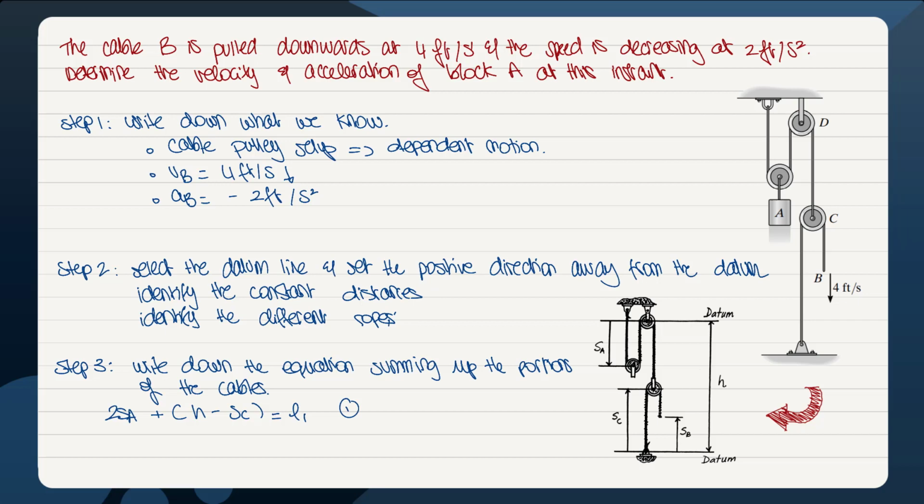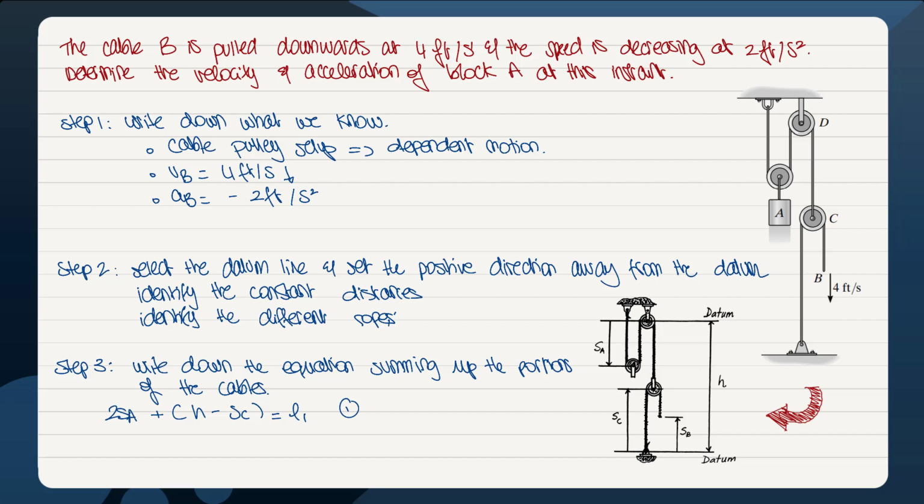So we can make use of that to identify the third chunk of the rope that's between D and C. So the distance DC can be written as H minus SC. And so all that's equal to L1.